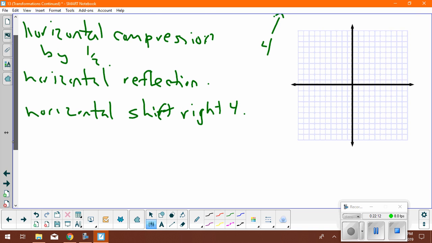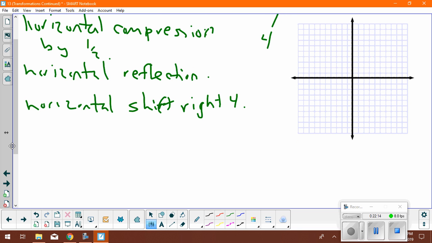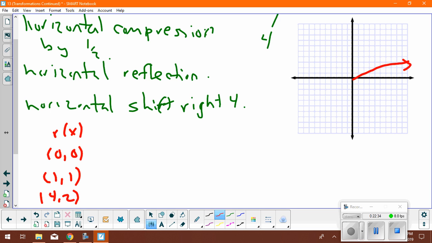I have all my pieces. So to get the graph, we're going to run through the point table method. I'm going to start with r of x. Some nice points to work with from the other day are (0, 0), (1, 1), and (4, 2). So my initial graph looks something like this, and I'll start applying the transformations.